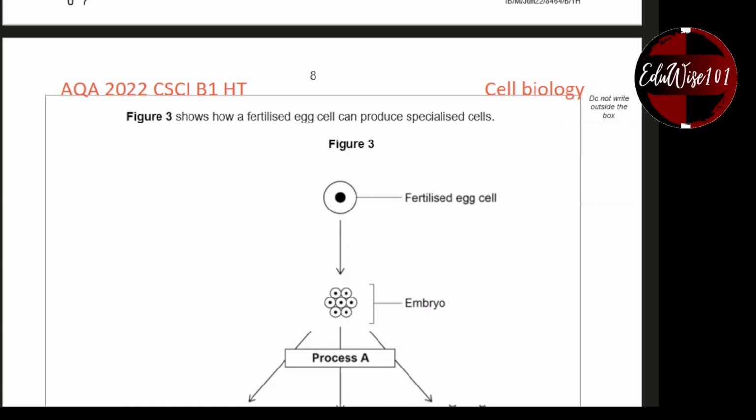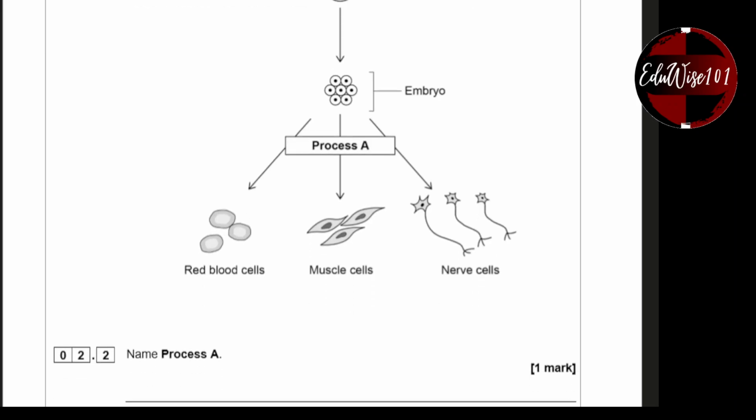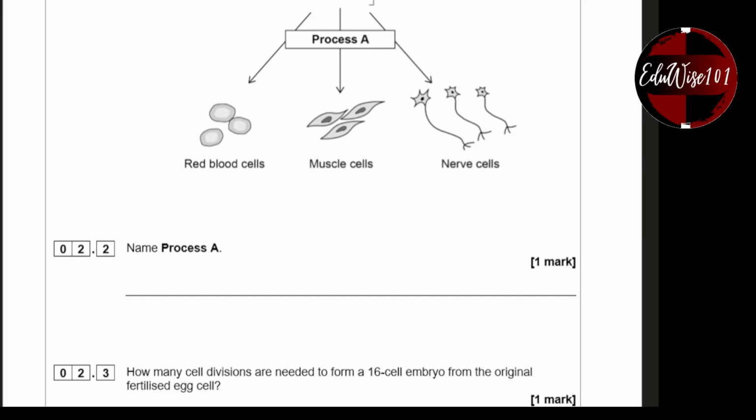Figure 3 shows how a fertilized egg cell can produce specialized cells. So you have a fertilized egg cell, which divides to become the embryo, and then it divides further to become red blood cells, muscle cells, and nerve cells through a process called A. Name process A. That would be cell differentiation. So that is called differentiation or cell differentiation.